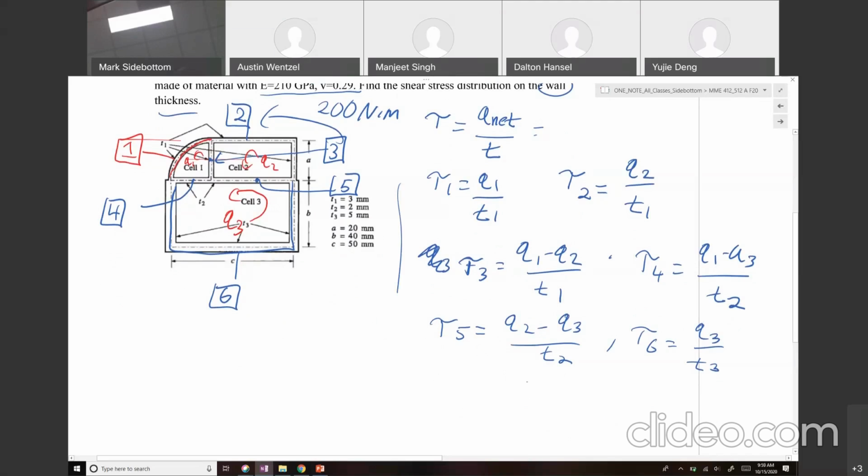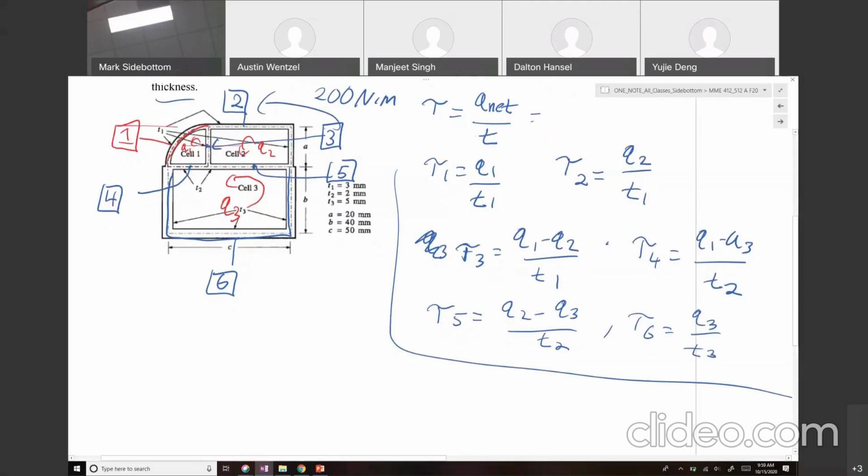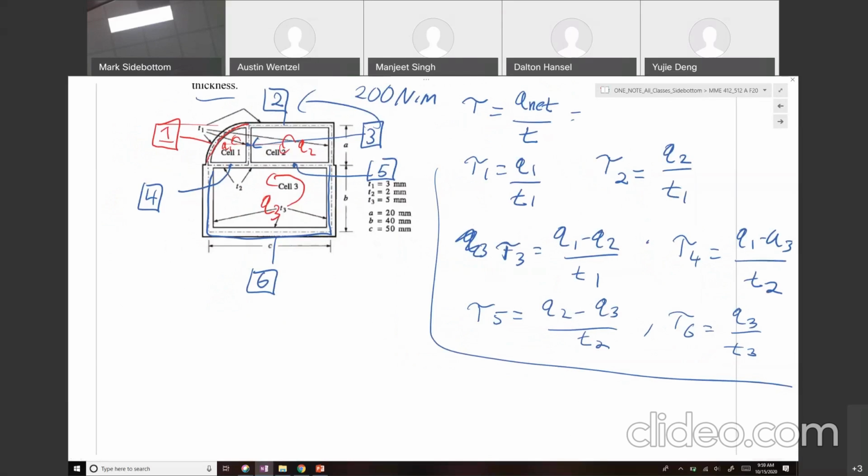So in order to determine what our different shear flows are, we need to use the equations that we developed for multi-wall tubes. We need our equation for T and our equations for the angle of twist for each of the cells. In this case, we have 3 cells, so we're going to have 4 equations. The number of cells plus 1 is the number of equations you have. The first equation is just for the overall torque.